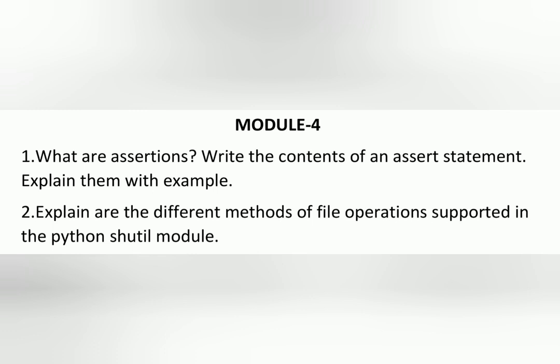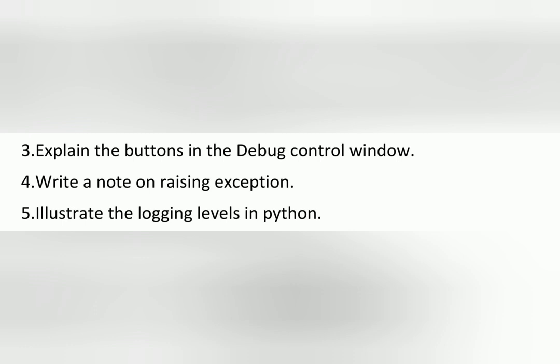In this first question is what are assertions, write the contents of an assert statement, explain them with example. The second question is explain the different methods of file operations supported in the Python shutil module. The third question is explain the buttons in the debug control window. The fourth question is write a note on raising exception. The fifth question is illustrate the logging levels in Python.